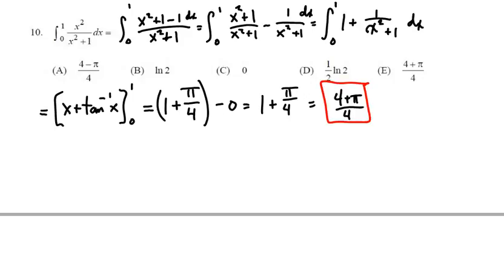Great question, and I would be surprised if anybody were able to solve it that way without asking the question. So that's how that one works.